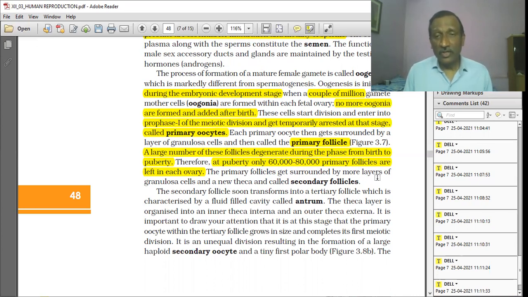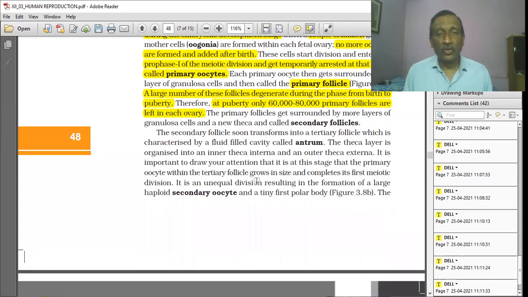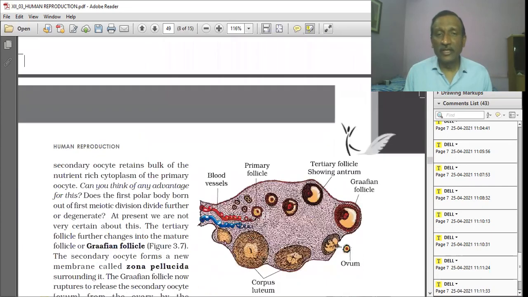Primary follicle gets surrounded by more layers of granulosa cells and a new theca, called secondary follicle, is formed. The secondary follicle soon transforms into a tertiary follicle, which is characterized by a fluid-filled cavity called antrum. To see this antrum and all, we come here. These are primary follicles, see, these small stages. The primary follicle forms a granulosa layer and grows a little bigger. Then an antrum cavity is formed. This is a tertiary follicle with a large antrum. That will grow even more.